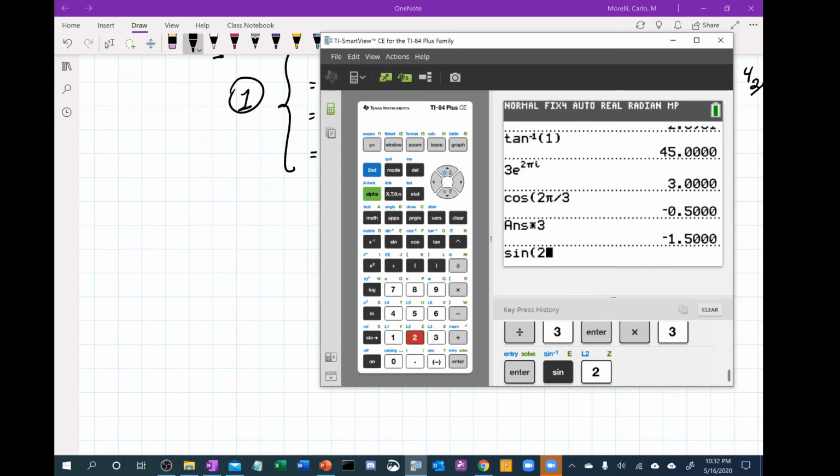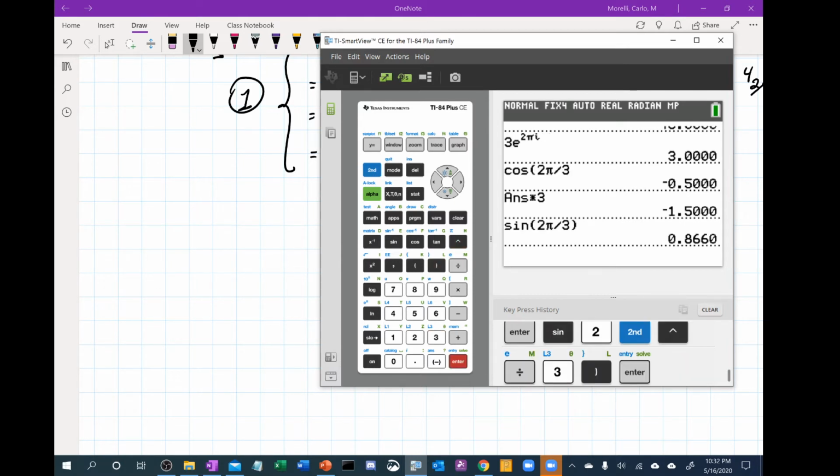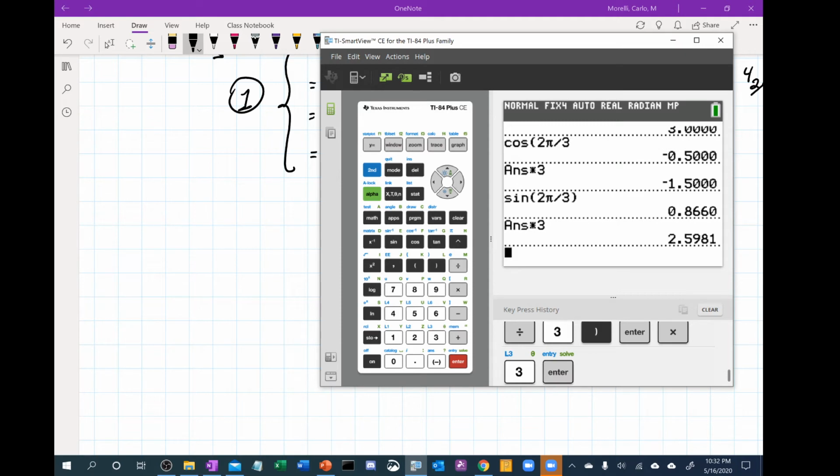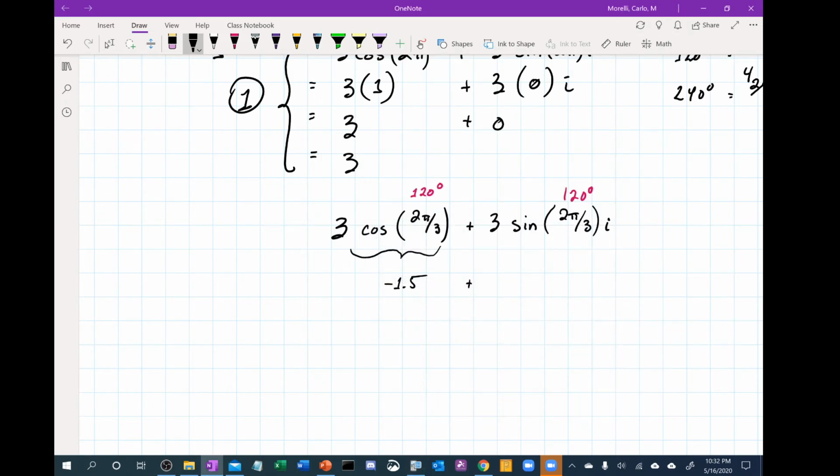We would expect it to be positive, right? 2 pi divided by 3. 0.8660. Okay, well, let's multiply that by 3. 2.5981. Okay, so we'll go over here and do 2.5981. I think we do better on that, 2.5981i. All right, so I was a little off.